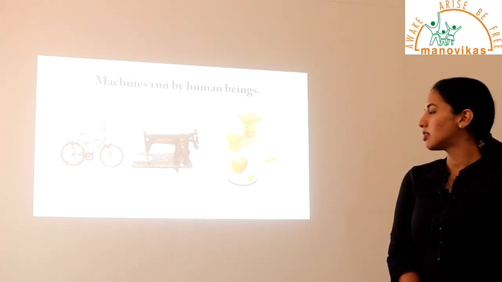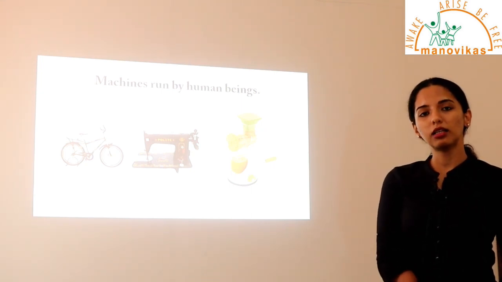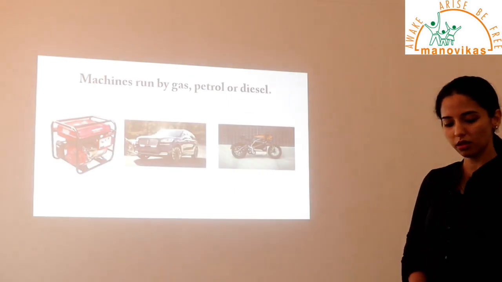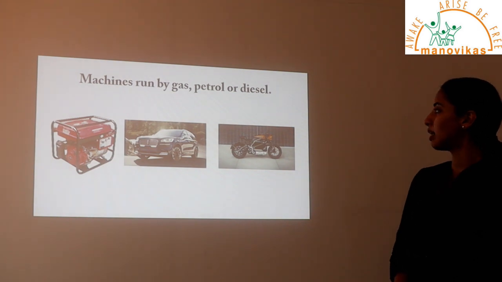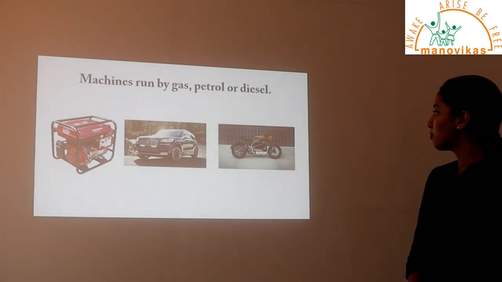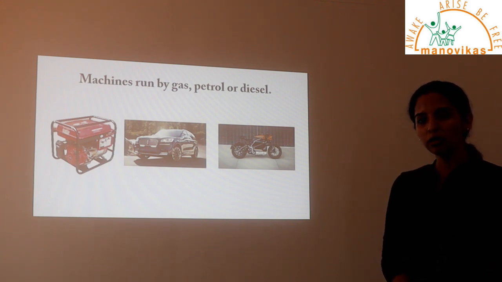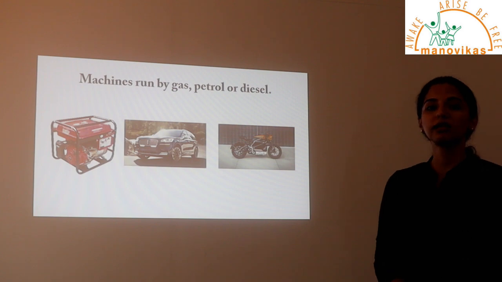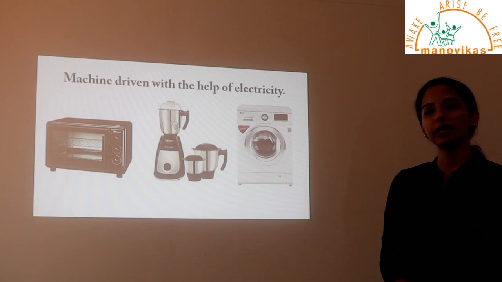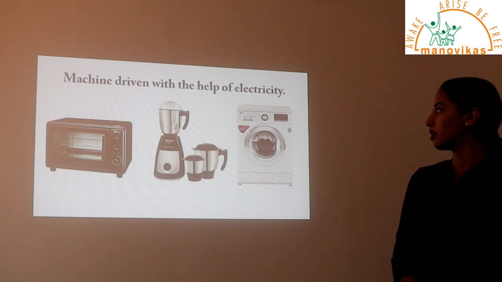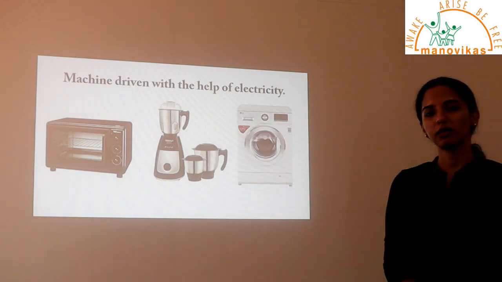The bicycle, sieving machine, the hand mixer, all these machines need human energy to work. We also have machines that are run by gas, petrol and diesel. For example, the vehicles, the generator, all these machines run on gas, petrol and diesel. Some machines are driven with the help of electricity. These machines are the oven, the mixer grinder and the washing machine.